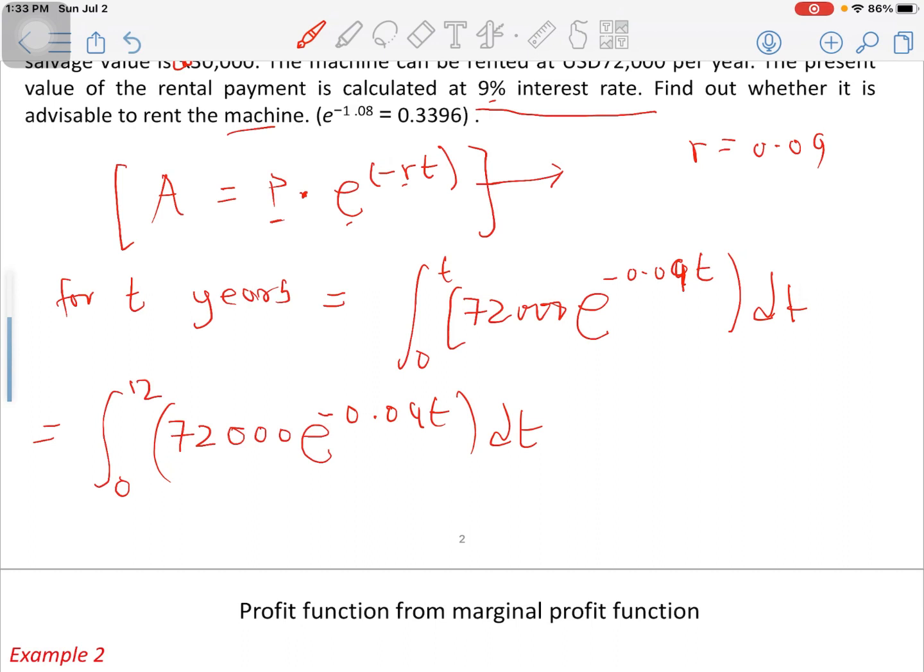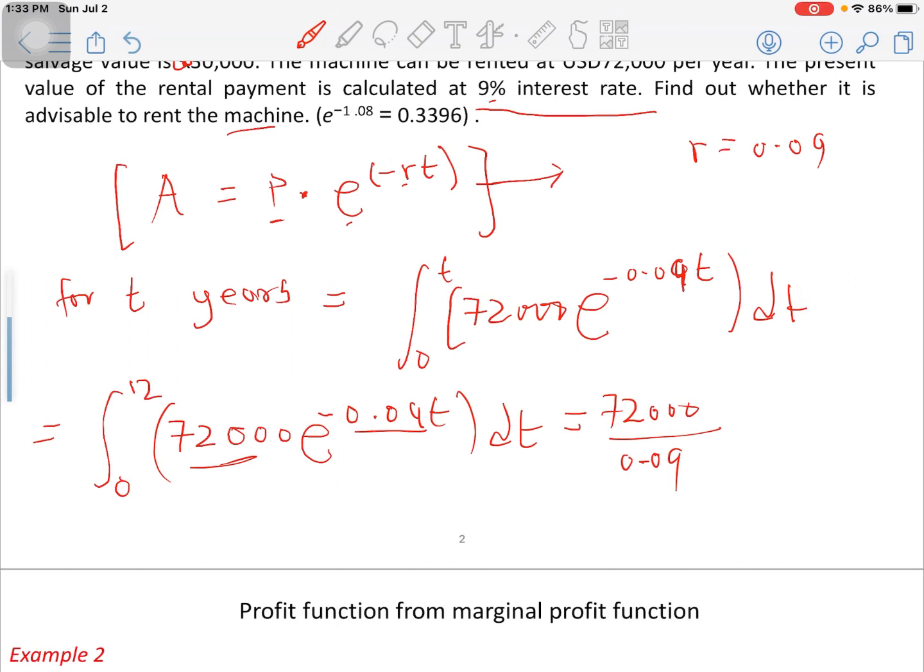We need to go ahead and then integrate it. So when we integrate this, as usual, this is a constant, so you bring it out. So we are going to get 72,000, and then when we differentiate, we divide, we don't multiply, as I told you the other time. So we differentiate, we are going to get 0.09. If you have not watched my previous videos, you can go back and watch them before you come here.